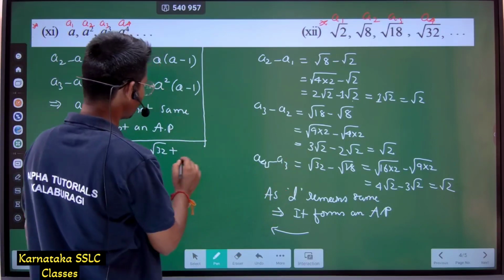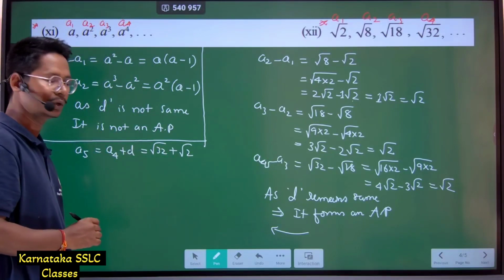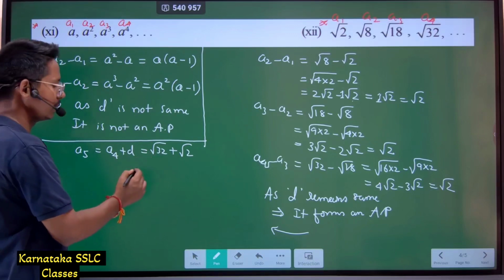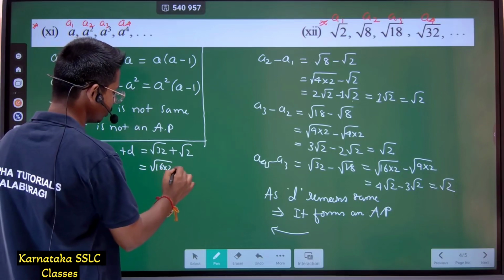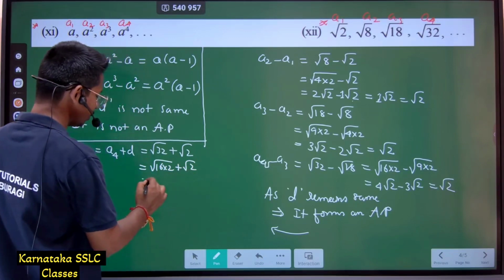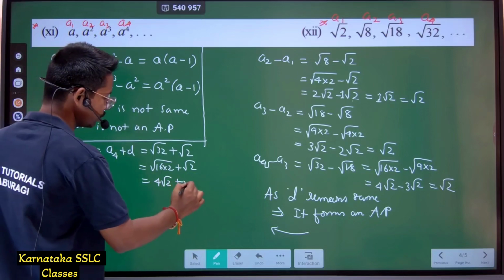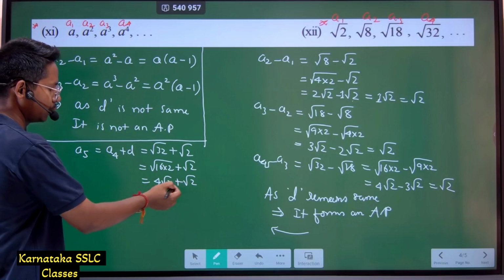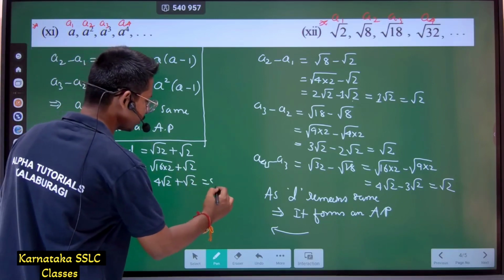We have got root 2. Okay, yes. Now how to add these terms? You don't find any like terms. So first you rewrite root 32 as root 16 into 2, plus root 2. Root 16 into 2 means it is 4 root 2, isn't it? Plus root 2. Root 2 means it is 1 root 2. So you can add them, like terms. 4 plus 1, 5 root 2.